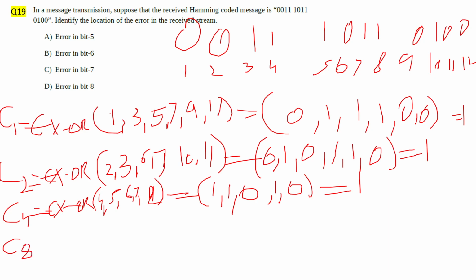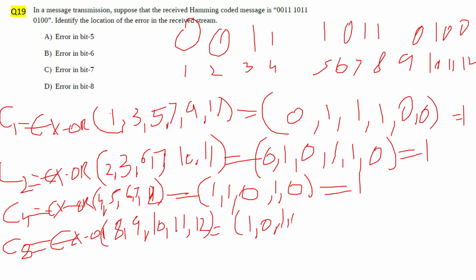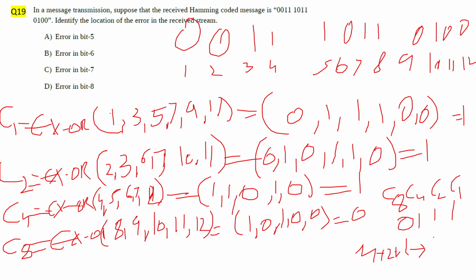Then I have C8 equal to XOR of 8, 9, 10, 11, 12. So that thing is equal to 1, 0, 1, 0, 0. That is 0. So C8, C4, C2, C1 is 0, 1, 1, 1. So it's 4 plus 2 plus 1. That is 7th bit. So the error is at bit 7. Option C. Clear?